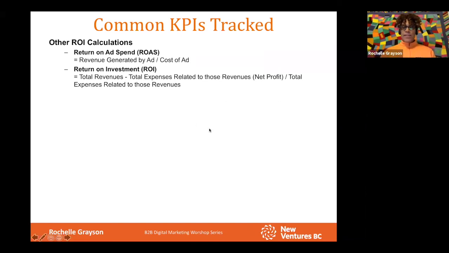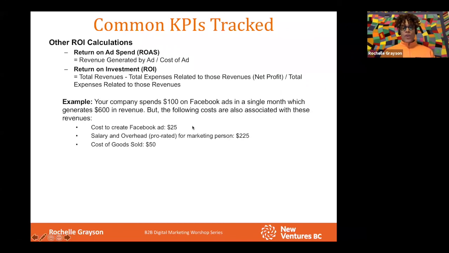Return on advertising spend is another metric that you'll see often in marketing, and it is just the revenue generated by the ad over the cost of the ad. So here's the example I gave earlier. If your company spent $100 on Facebook ads in a single month and it generated $600 in revenue, but in addition to that, you had additional costs, sort of overhead costs, creative costs, creating the ad, maybe cost of goods sold was $50. I know for some SaaS companies, cost of goods sold is really minimal because we're delivering things online, but I just put that there to make sure we had a variable there for those that do. Your return on ad spend would be $600 divided by the $100.